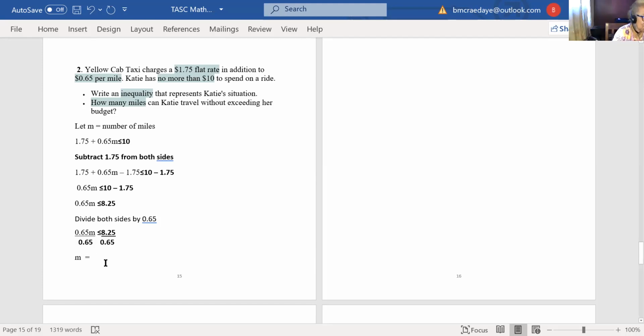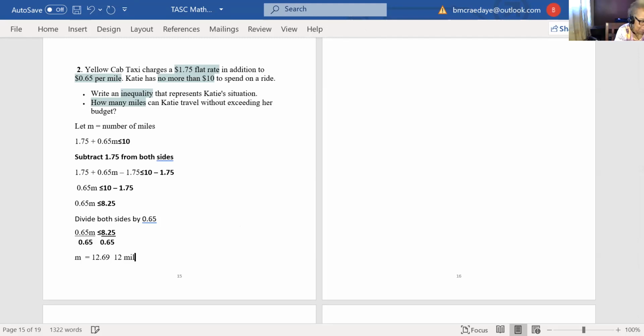I don't think this is right. What is that equal to? I'm getting 12.69. No, that's correct. You're getting 12.69, right? That'd be 13. No. This time you don't round up, because this is the real world, right? And that means that she cannot exceed 12 miles.